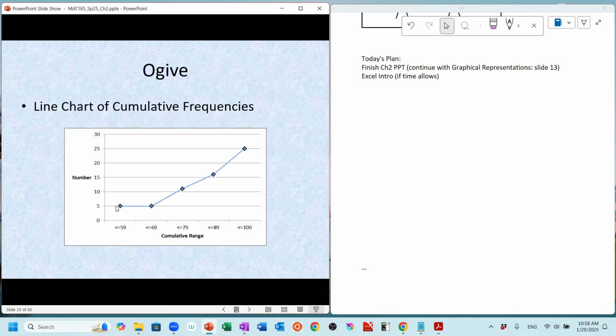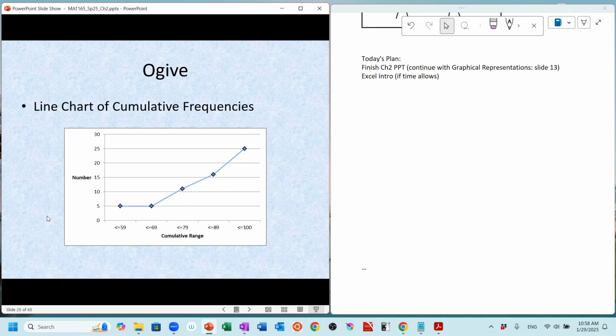So again, F or below, 5 of those. D or below, there were no Ds. So D or below, D or F, just 5. C or below, there were 6 Cs. So those 6 Cs get added to the 5 Fs and the 0 Ds, making 11 folks who got a C or below. So this is always an increasing graph.